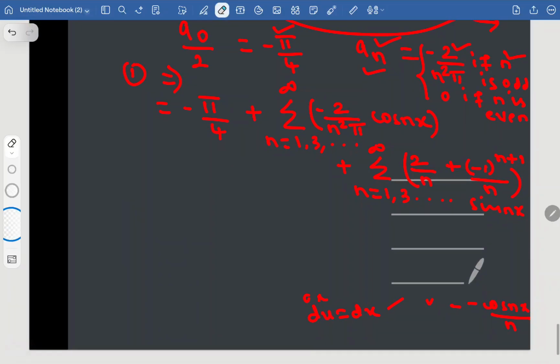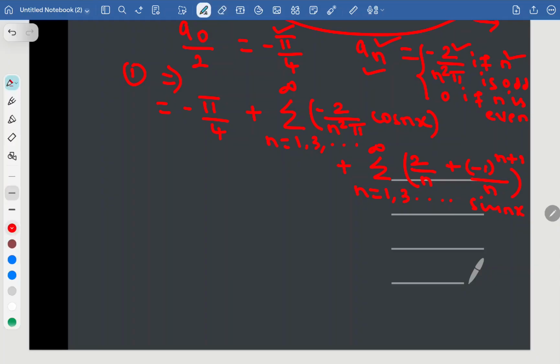Now I am going to give values for n equal to odd case. Minus pi by 4, take minus outside. Odd case means minus 2 by 1 square pi cos x minus 2 by 3 square pi cos 3x minus 2 by 5 square pi cos 5x minus dot dot dot. This is for the second term.